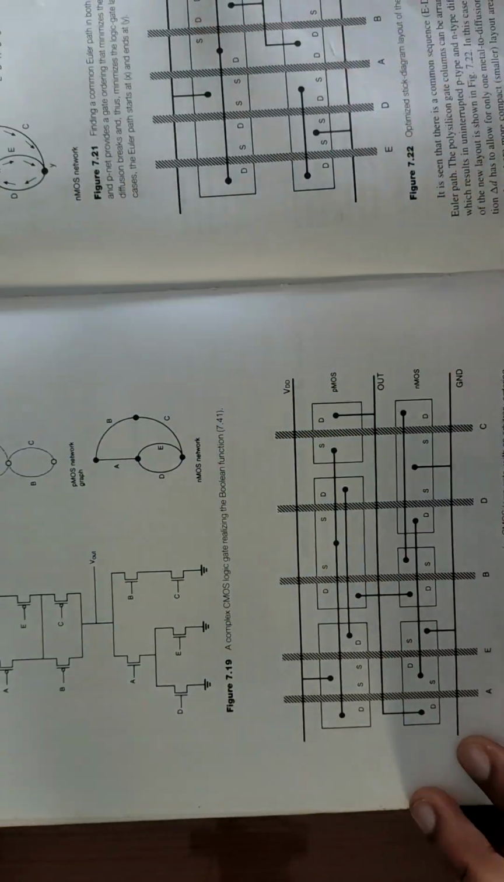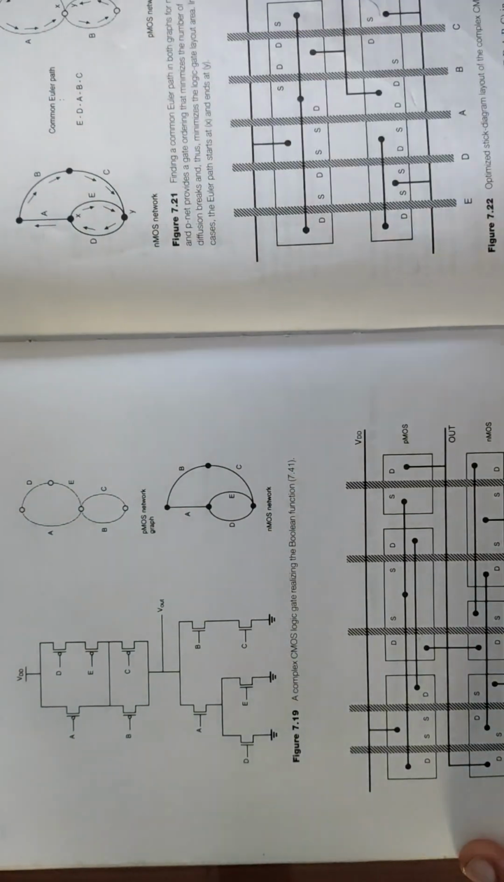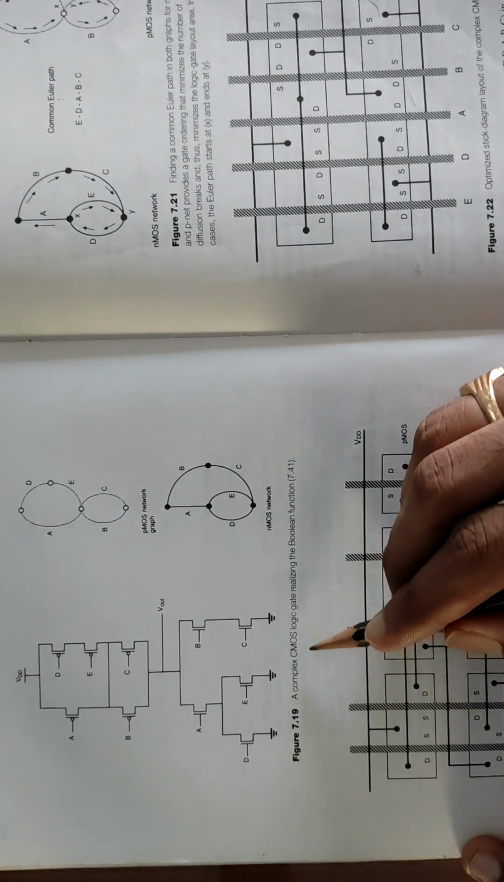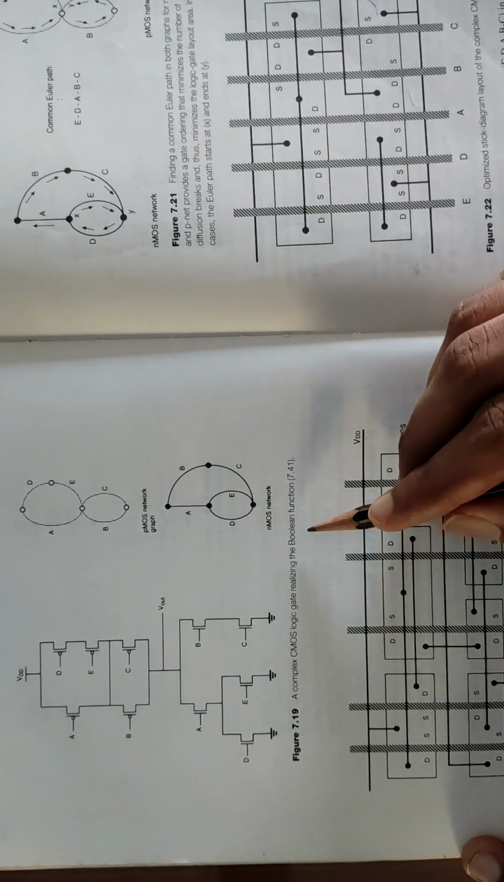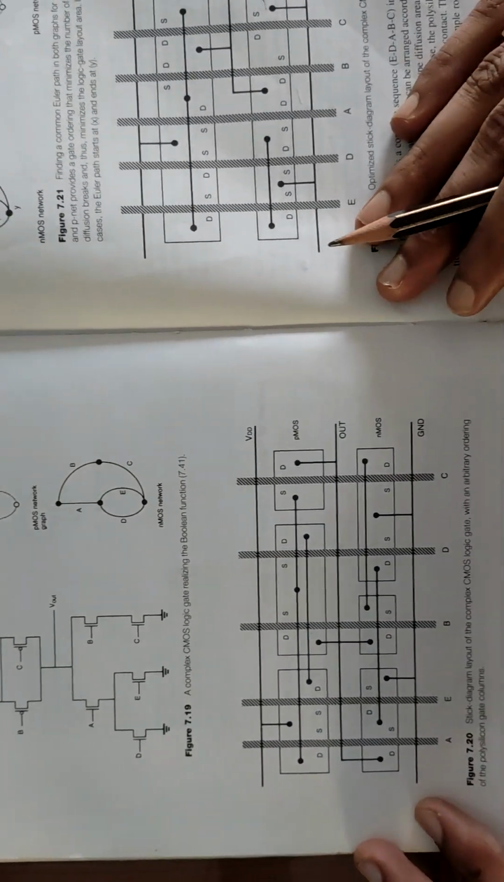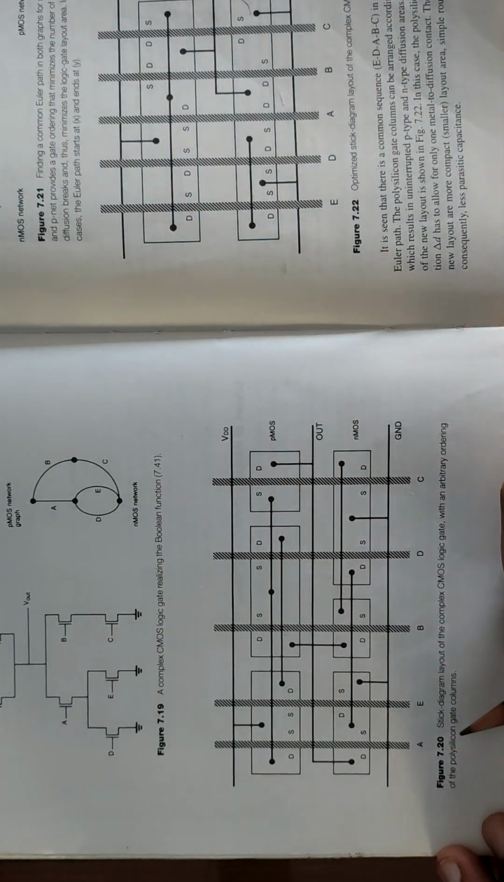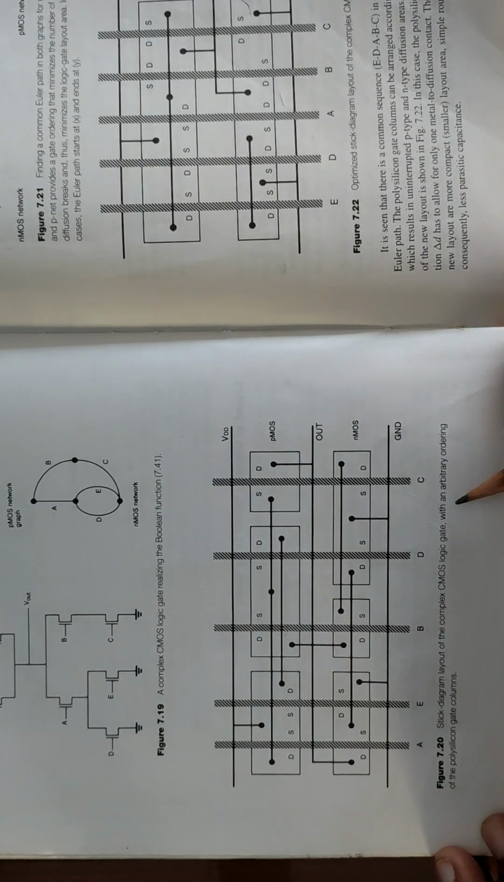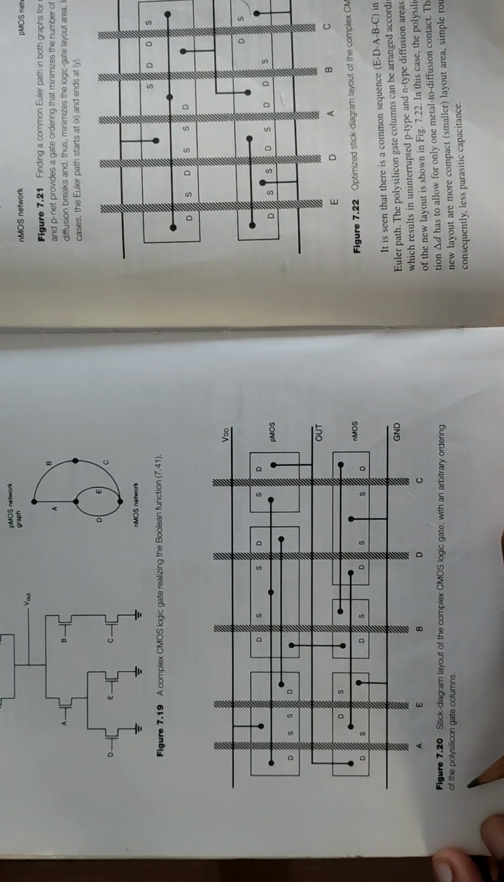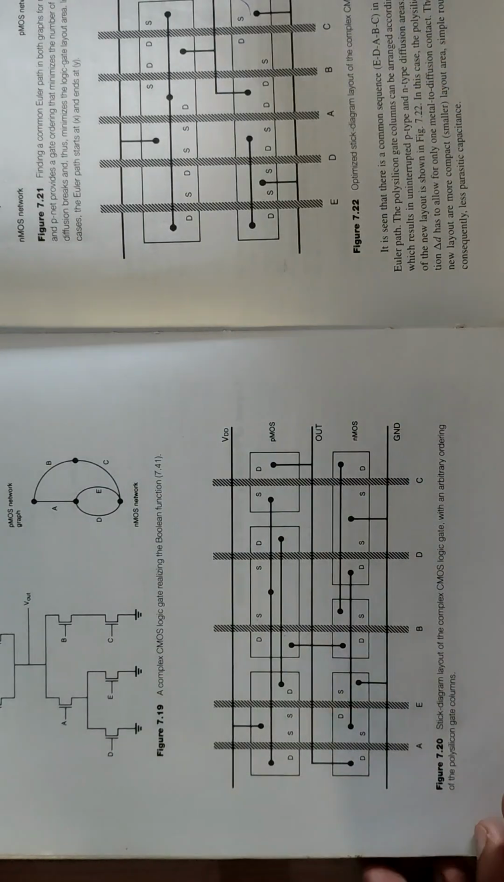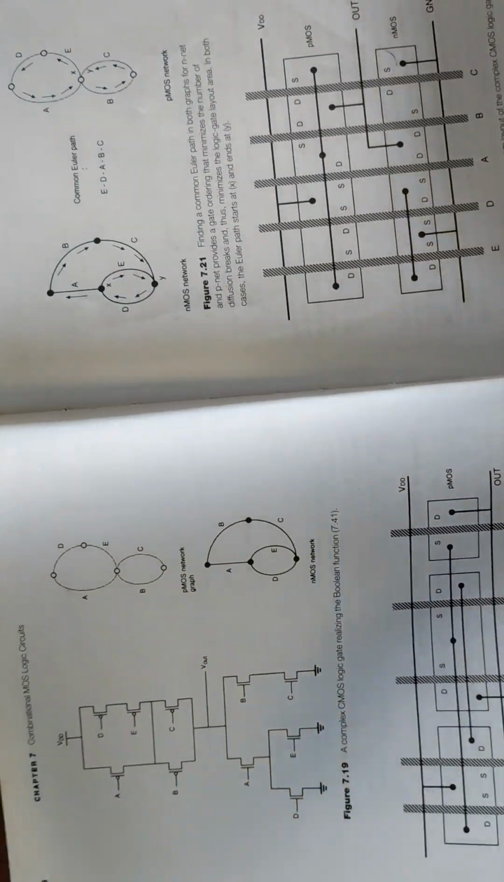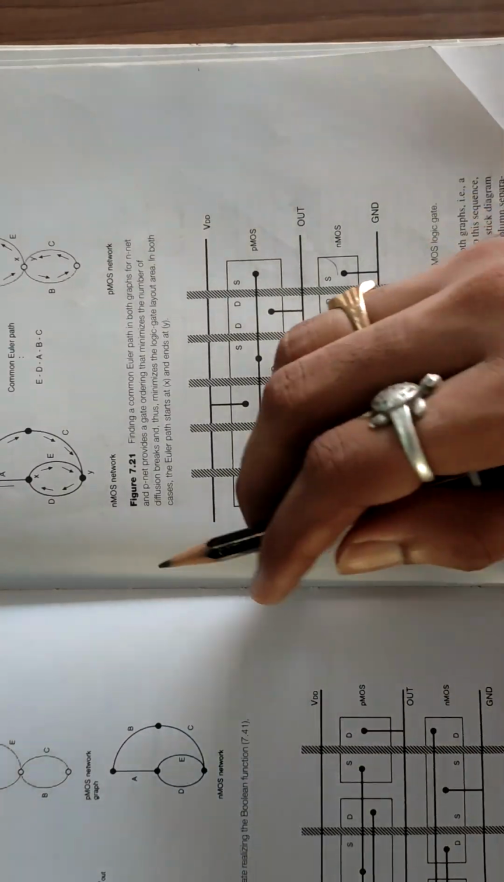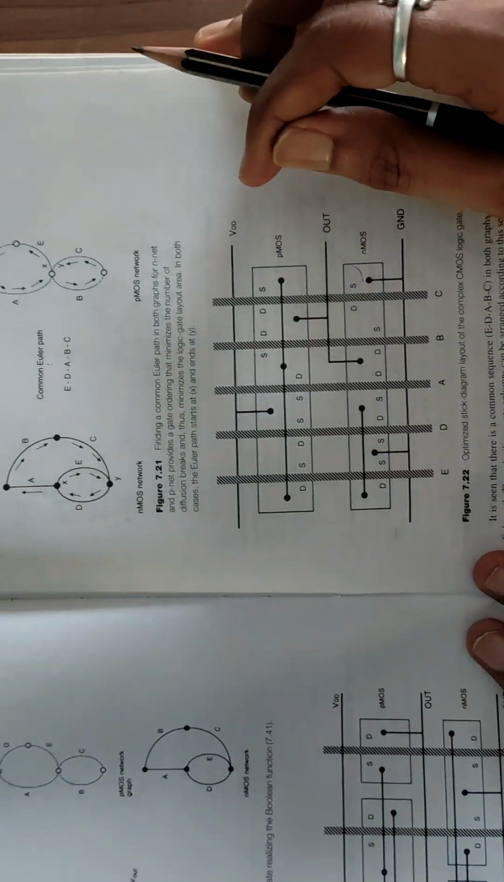Here you can see in the figure a complex CMOS logic gate realizing the Boolean function. Here you can see in the figure the stick diagram layout of the complex CMOS logic gate with an arbitrary ordering of the polysilicon gate columns. Here you can see the figure.